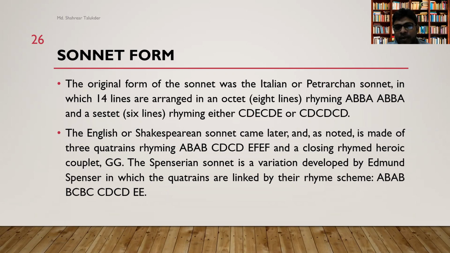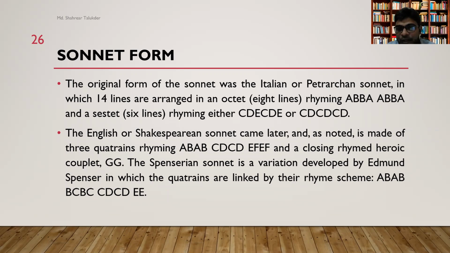A, B, B, A, B, B, A. And the sestet, the last 6 lines, actually, they have a different rhyming pattern. Either it will be C, D, E, C, D, E, or C, D, C, D, C, D. So that is the rhyming pattern. The first 8 lines have a similar, and the last 6 lines have a similar kind of rhyming pattern.